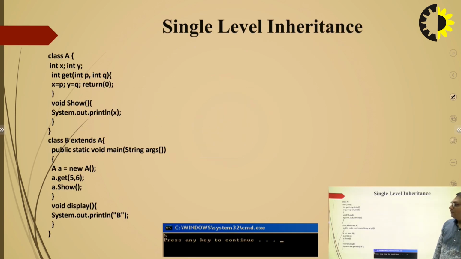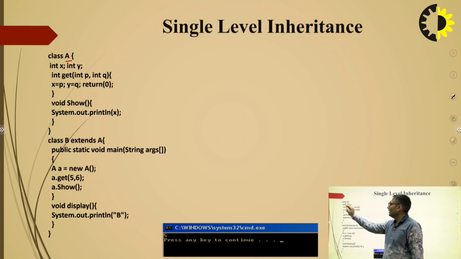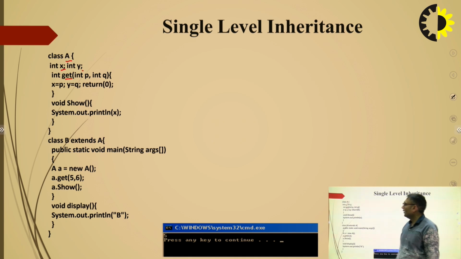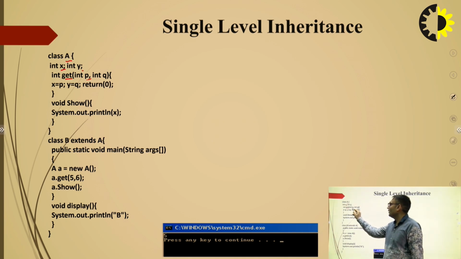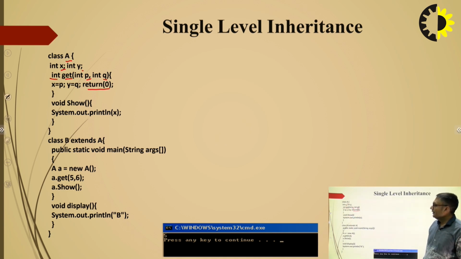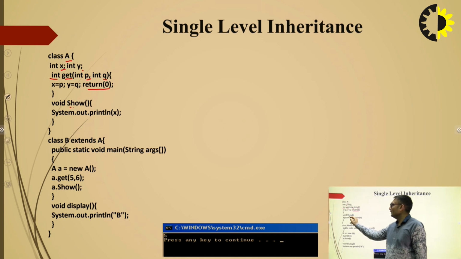So let's see an example of inheritance. The first type of inheritance is called single level inheritance. For example, I have a class A, and there are instance variables x and y of this class, and there is a method called get. In this method I am passing two arguments p and q, and assigning x equals p and y equals q, and the method returns value 0, so the return type is integer. The same class has another method called show, in which I am just printing the x value.